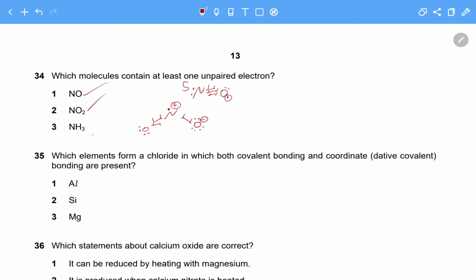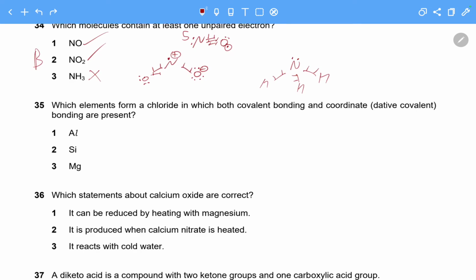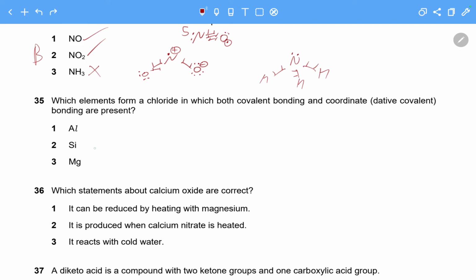Ammonia, NH3. So hydrogens have only 1 electron, all in the bonds, so paired electrons. And then the nitrogen has 5 electrons, 1 here, 1 here, 1 here, that's 3, and then 1 and 2, that's a total of 5. So no unpaired electrons in ammonia, so the answer is B, not C. Which elements form a chloride in which both covalent bonding and coordinate bonding are present? So aluminium, yes, because it forms Al2Cl6, which has covalent and coordinate bonding. Remember, this is what it looks like.